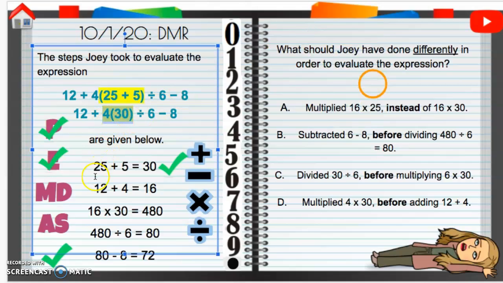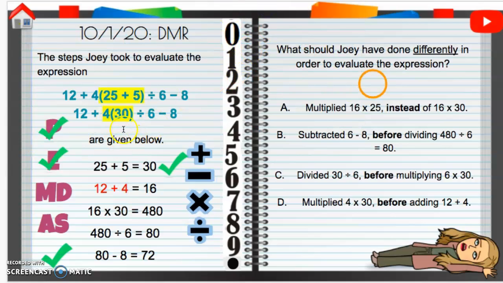Uh-oh, is that what Joey did? He did 12 plus 4. What? Joey, what did you do? He did 12 plus 4. You can't do that before you multiply or divide. So let's take a look at our options over here.